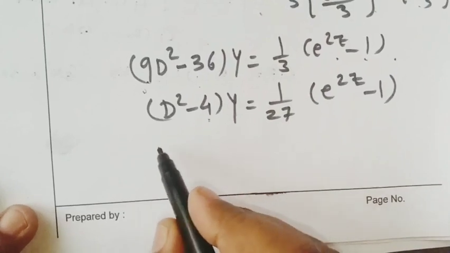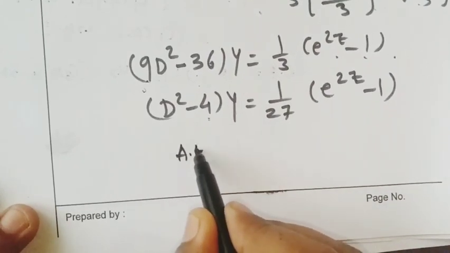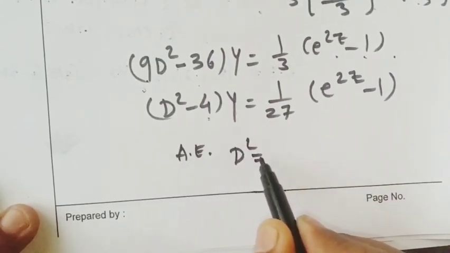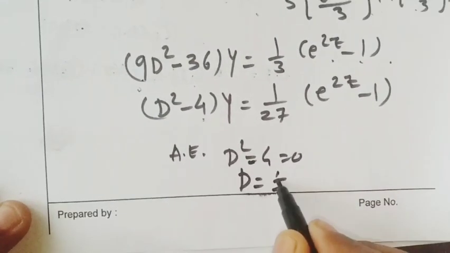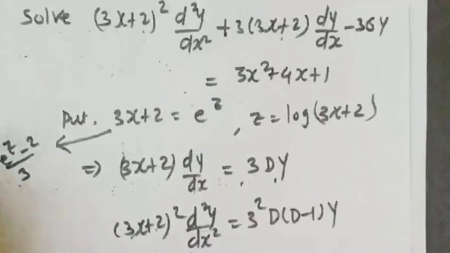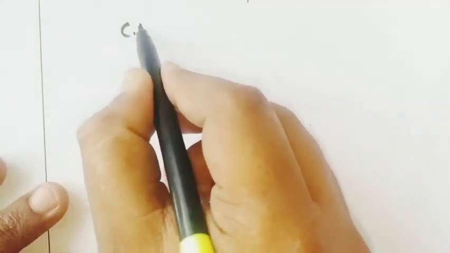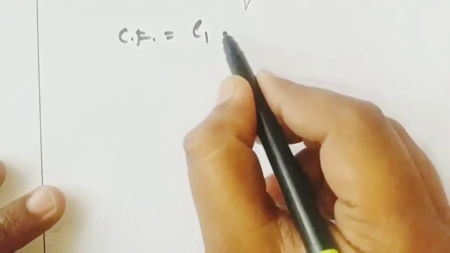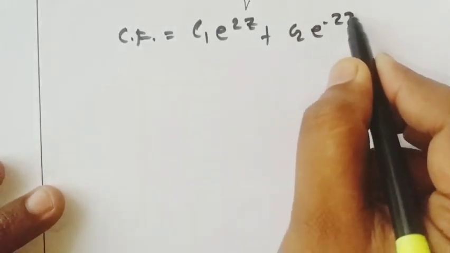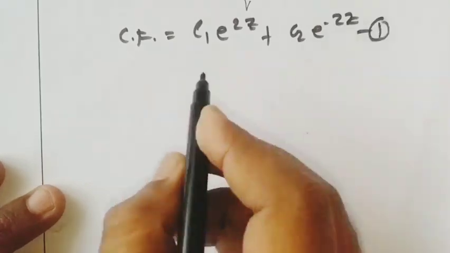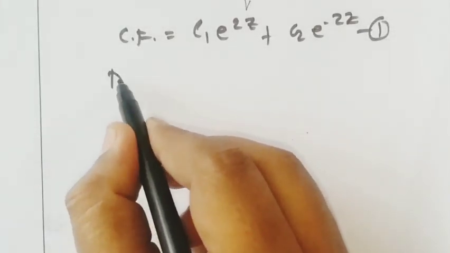new differential equation. Okay. Now the auxiliary equation of this differential equation is D square minus 4 equal to 0. This will imply D equal to plus minus 2. Therefore the CF will be C1 e raised to 2z plus C2 e raised to minus 2z. Equation number 1.